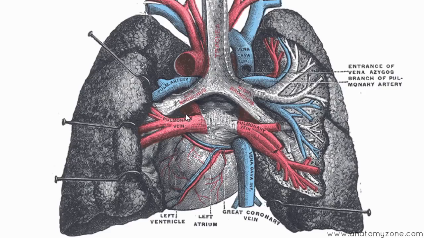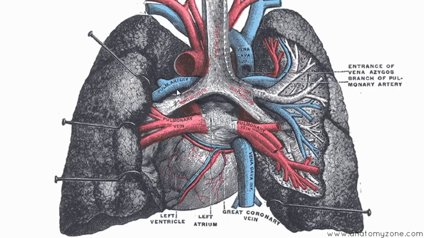I've just switched to this diagram which shows the exact same view we're looking at. We're looking at the posterior view, so you can see the trachea coming down here, branching off into the left and right main bronchi, and you can see the pulmonary arteries at the top and the pulmonary veins inferiorly entering into the lung at the hilum.